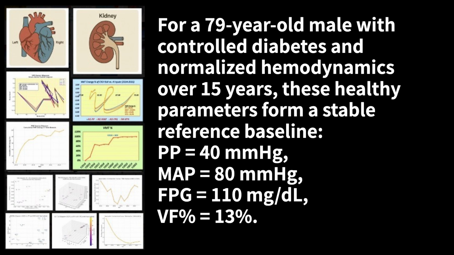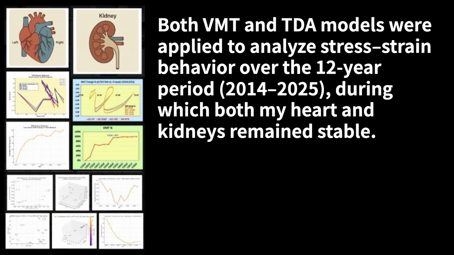For a 79-year-old male with controlled diabetes and normalized hemodynamics over 15 years, these healthy parameters form a stable reference baseline. PP is 40 mm of mercury, MAP is 80 mm of mercury, FPG is 110 mg per deciliter, VF% is 13%. Both VMT and TDA models were applied to analyze stress-strain behavior over the 12-year period, from 2014 to 2025, during which both my heart and kidneys remained stable.